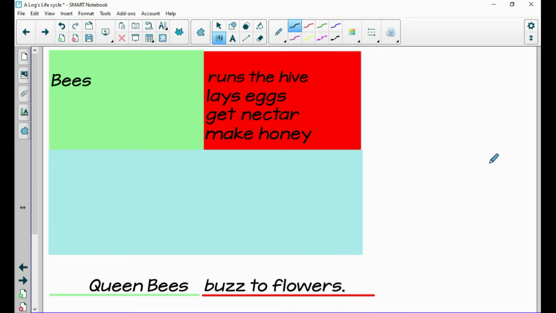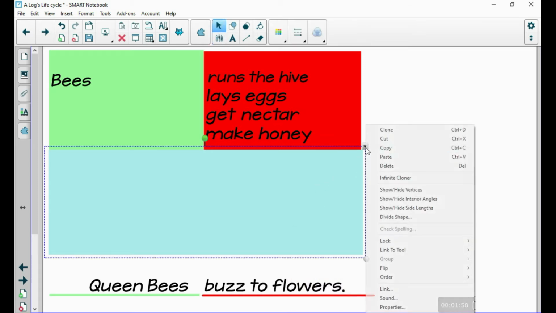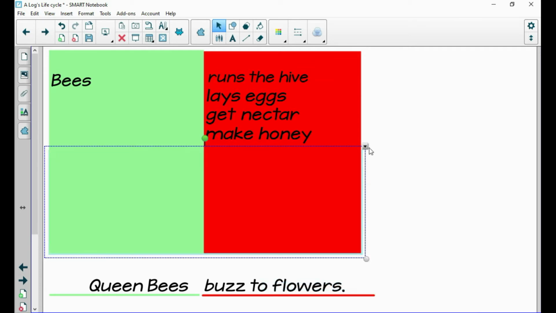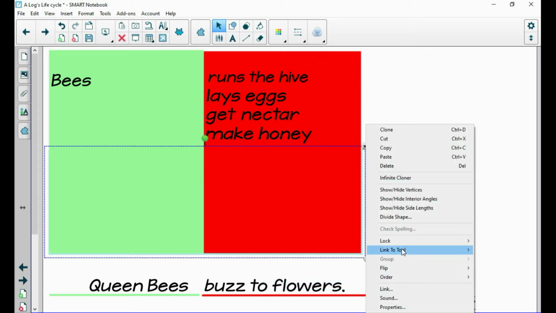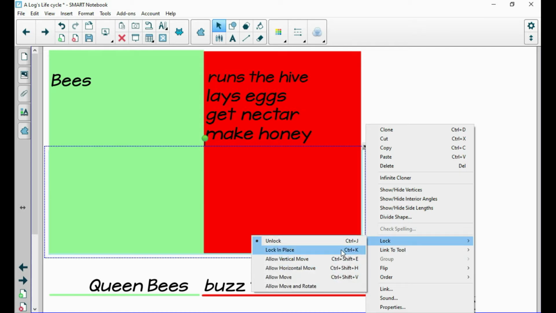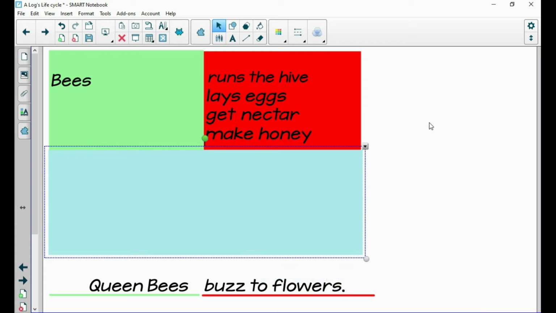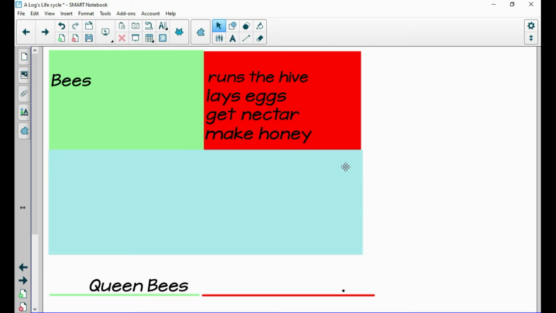Is that a real sentence? No, that is kind of silly, isn't it? Because the queen bees don't actually buzz to the different flowers. They do what? They stay in the hive, right? So that is a silly sentence, and we don't want that sentence, right? So we're going to put it right here. Queen bees buzz to flowers.